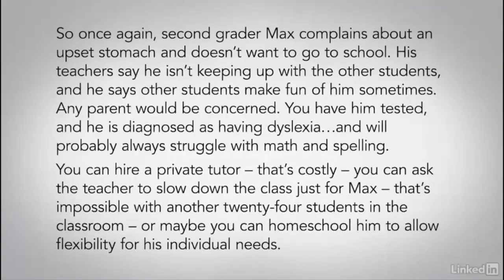So once again, second grader Max complains about an upset stomach and doesn't want to go to school. His teachers say he isn't keeping up with the other students, and he says other students make fun of him sometimes. Any parent would be concerned. You have him tested and he is diagnosed as having dyslexia and will probably always struggle with math and spelling. You can hire a private tutor. That's costly. You can ask the teacher to slow down the class just for Max. That's impossible with another 24 students in the classroom. Or maybe you can homeschool him to allow flexibility for his individual needs.